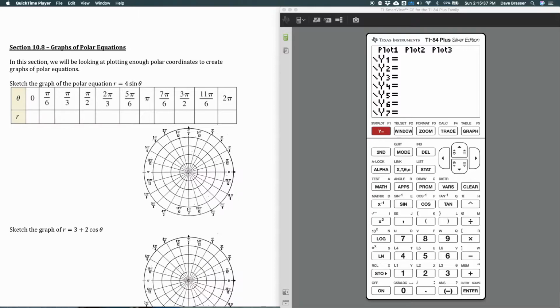The first thing we're going to try out is sketching the graph of the polar equation r equals 4 times the sine of theta. Now I'm giving you a table here where we're going to plug in different theta values and we're going to see what we can get. Let's just start off by plugging in theta equals 0. We got r equals 4 times the sine of 0.